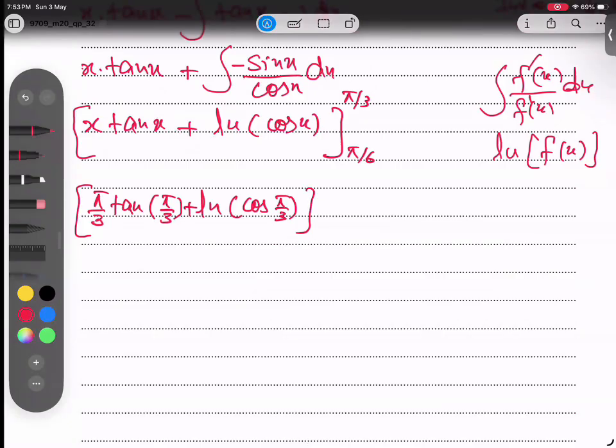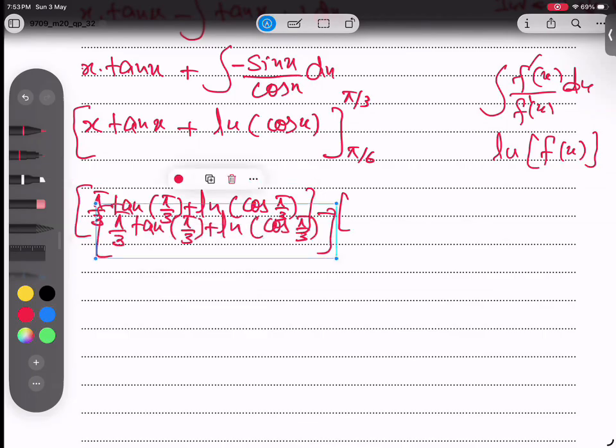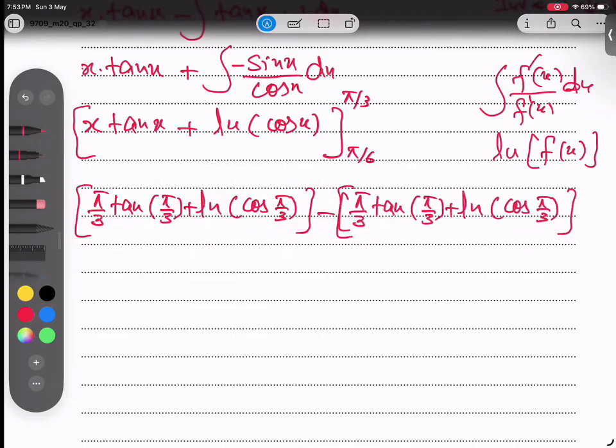So pi by 3, and pi by 3, with the negative sign. Now I'm replacing everywhere the same way. Okay, but only change one. I replace every x by pi by 6, and pi by 6. Here 6, here 6, here 6.